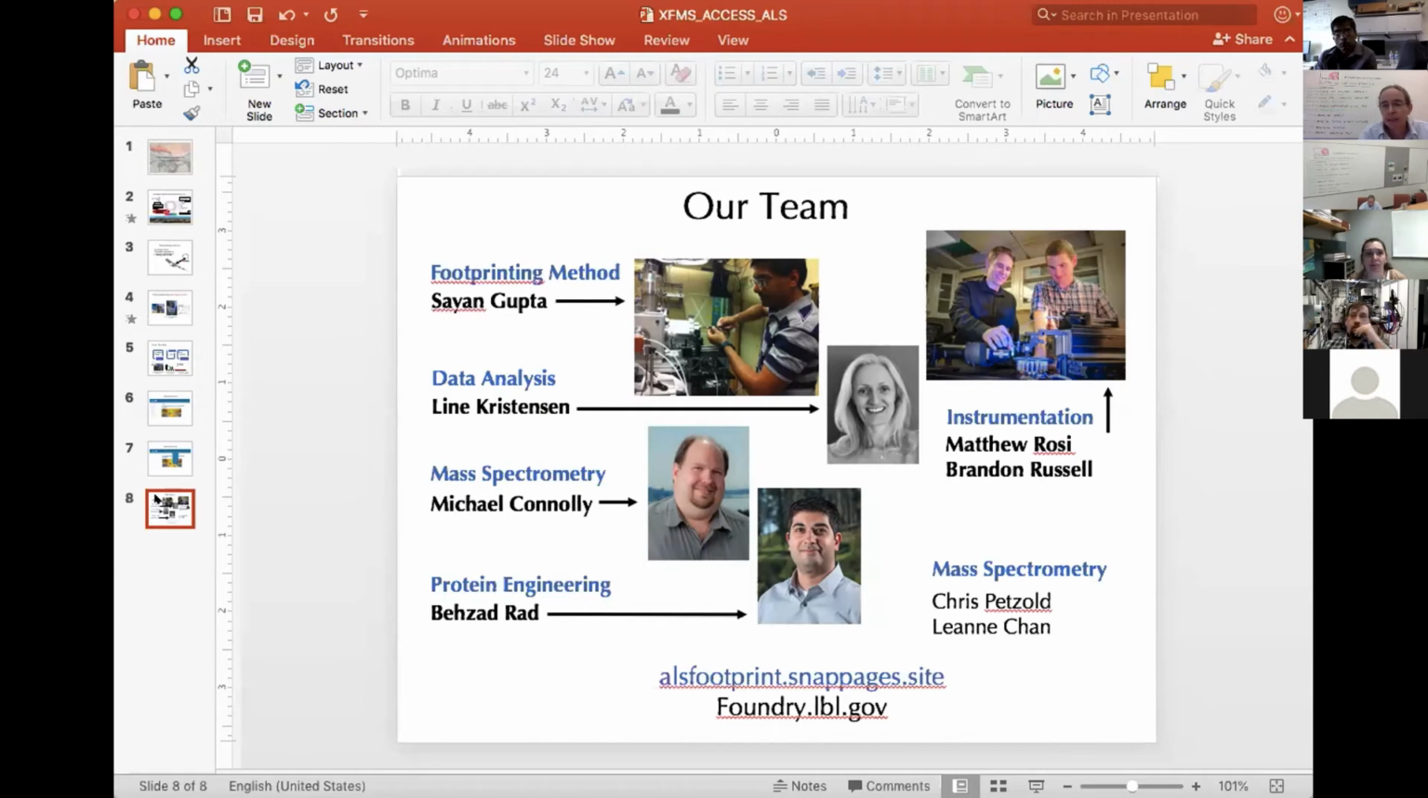I just wanted to point out our team at Berkeley Lab. Cyan, who you've heard from; Matt and Brandon, who did a lot of instrumentation work; Lena Christensen, who you'll hear from a little later on with the data analysis; our mass spec expert, Michael Connolly, here at the Foundry; and our protein engineering expert, Behzad Rad, also at the Foundry. I feel really privileged to work with such a great group of people. That's all I'm going to say, because we're running out of time.